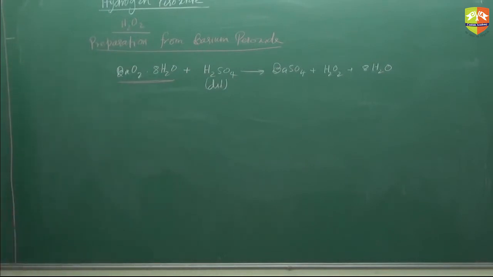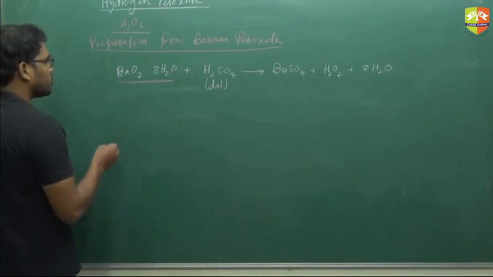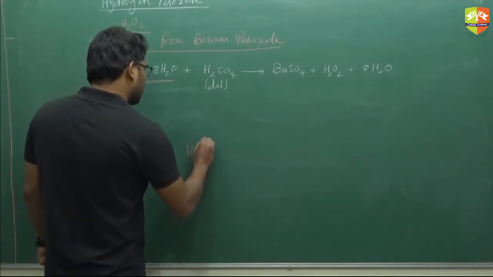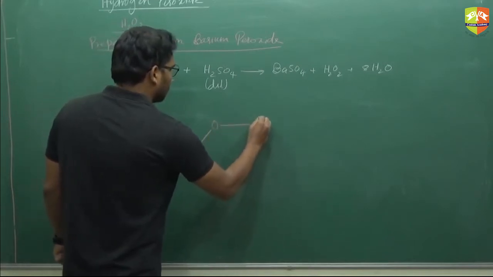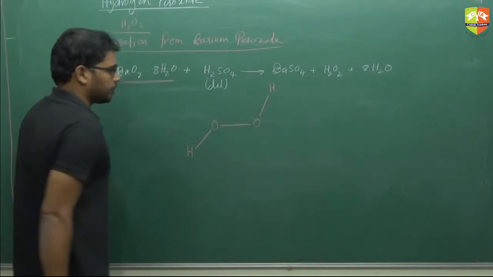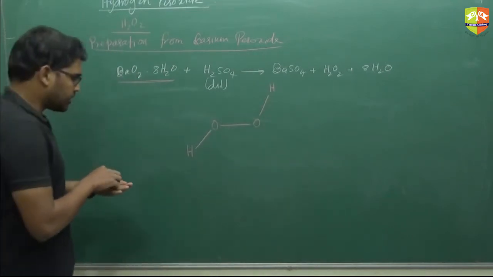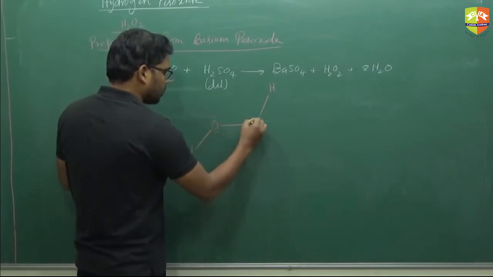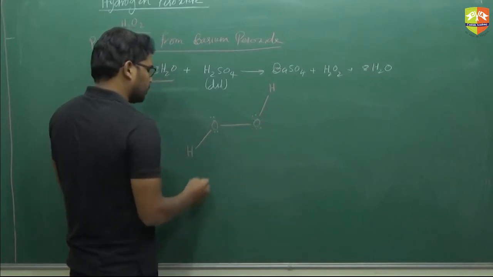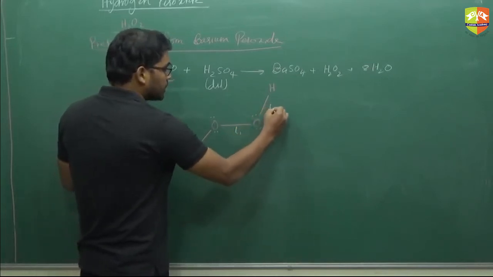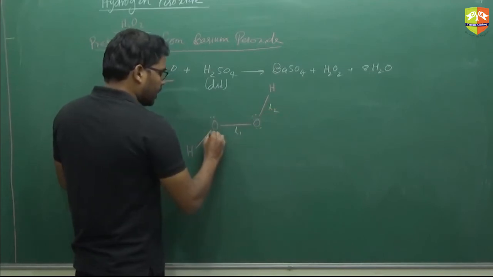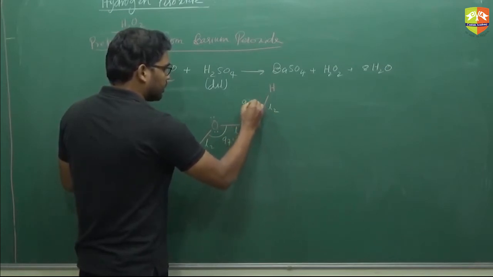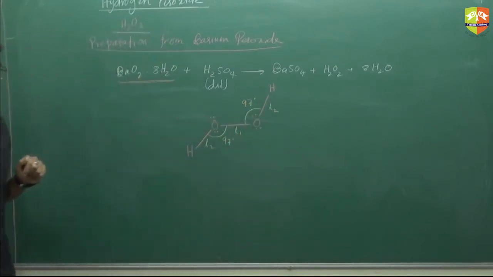Okay? Next, write down the structure of this. The structure of H2O2 is open book structure. Okay? It is an open book structure and it is something like this. See this here. Oxygen has two lone pairs. The bond length is L1, this is L2 and this is L2. The bond angle here is 97 degrees. This is also 97 degrees.